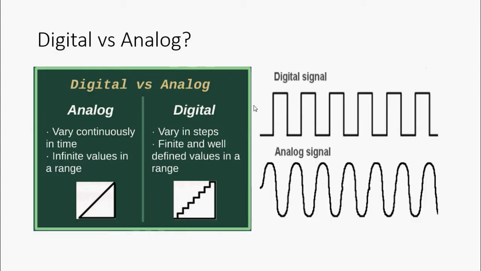The difference between digital and analog signals: digital signals vary in steps. They have finite and well-defined values in a range. Analog signals vary continuously in time and have infinite values in a range. For example, digital signals can be transmitted using zeros and ones, while analog signals can be, for example, daily temperature, wind speed, daily air humidity, and so on.